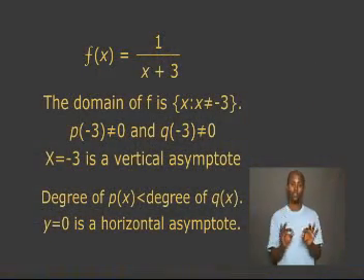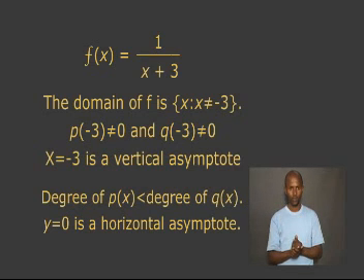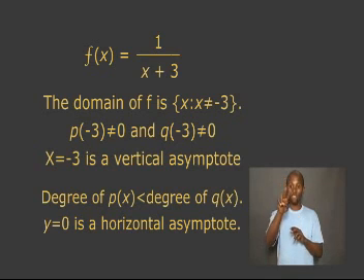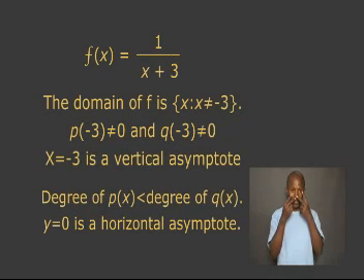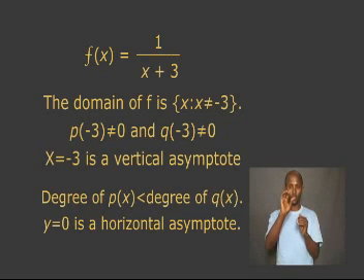Let's get back to our lesson. Have you finished, students? Let us determine the correct answers together. The domain of the first function is the set of all real numbers except negative 3. Since p of negative 3 does not equal 0, and q of negative 3 does equal 0, x equals negative 3 is a vertical asymptote. We can also see that the degree of p of x is less than that of q of x. This proves that y equals 0, or the x-axis, is a horizontal asymptote.